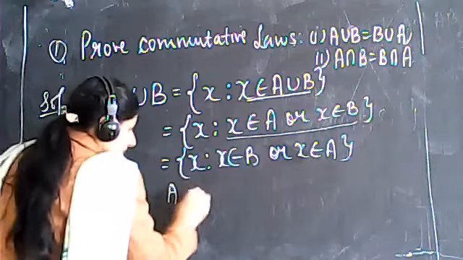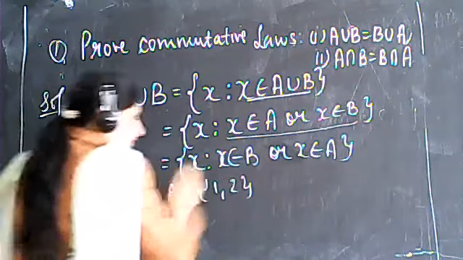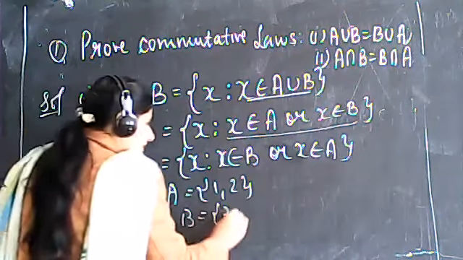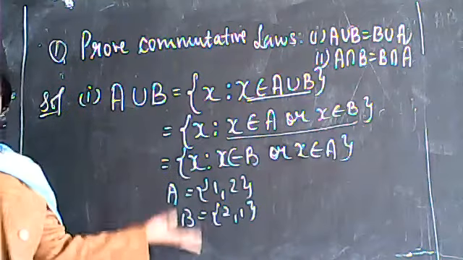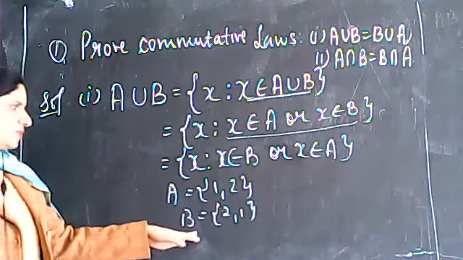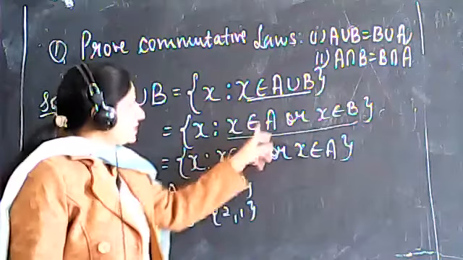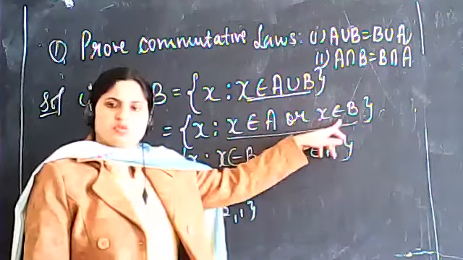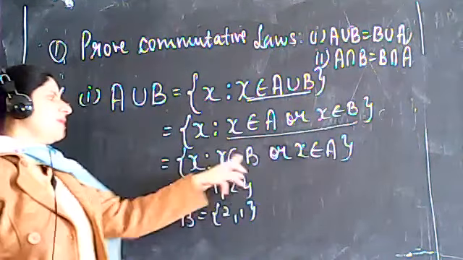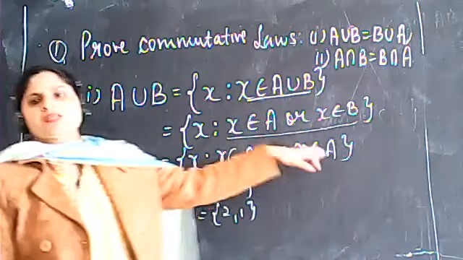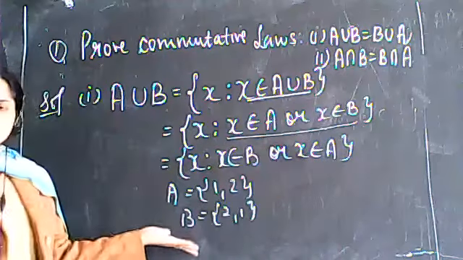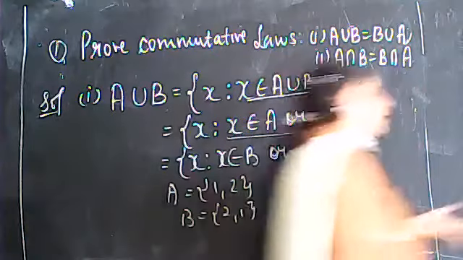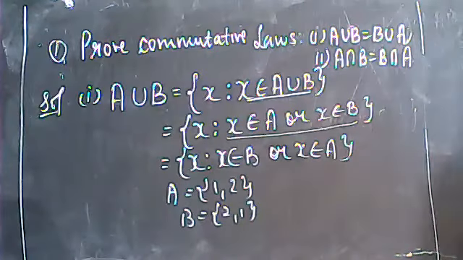Since if A is equal to {1, 2} and B is equal to {2, 1}, both the sets are equal, because in case of sets order doesn't matter. It means X belongs to A or X belongs to B. This can be written as X belongs to B or X belongs to A. The answer will be the same. Why? Because in case of sets order doesn't matter.